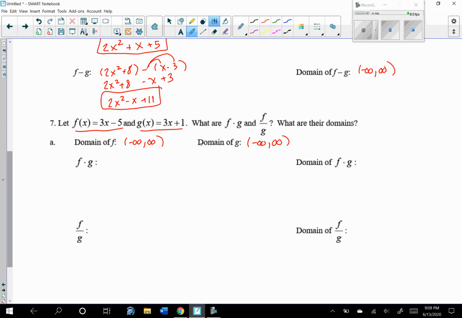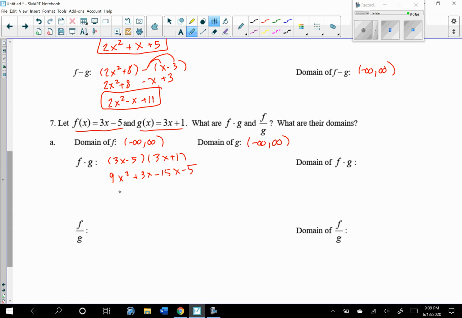And again, red flags: no variables in the denominator, no variables underneath the even roots. So for the first one, f times g is what we're doing. So f of x is 3x minus 5 times g of x. We have a binomial times a binomial, so we need to FOIL that out. First, outside, inside, last. So 9x squared plus 3x inside minus 15x minus 5.